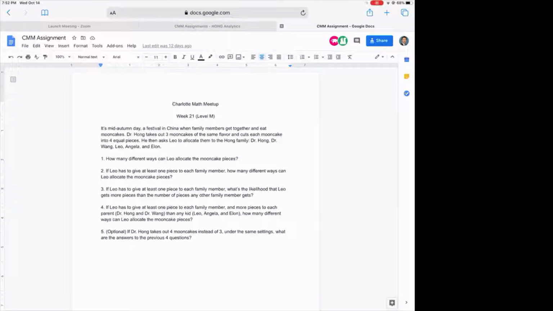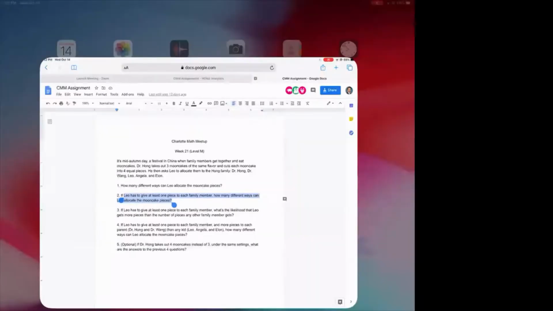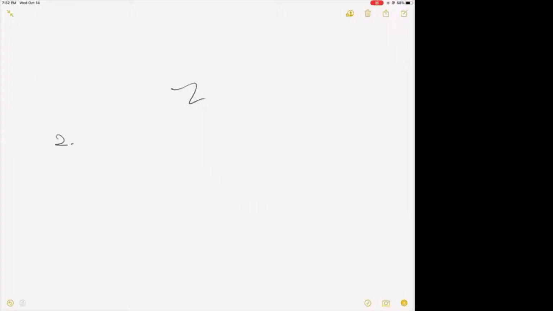So I want to start with the second problem. They said if Leo has to give at least one piece to each family member, how many different ways can Leo allocate the mooncake pieces? Okay, so in total, there are 12 pieces. And Leo needs to give five family members at least one per person. One each. Okay, go ahead.